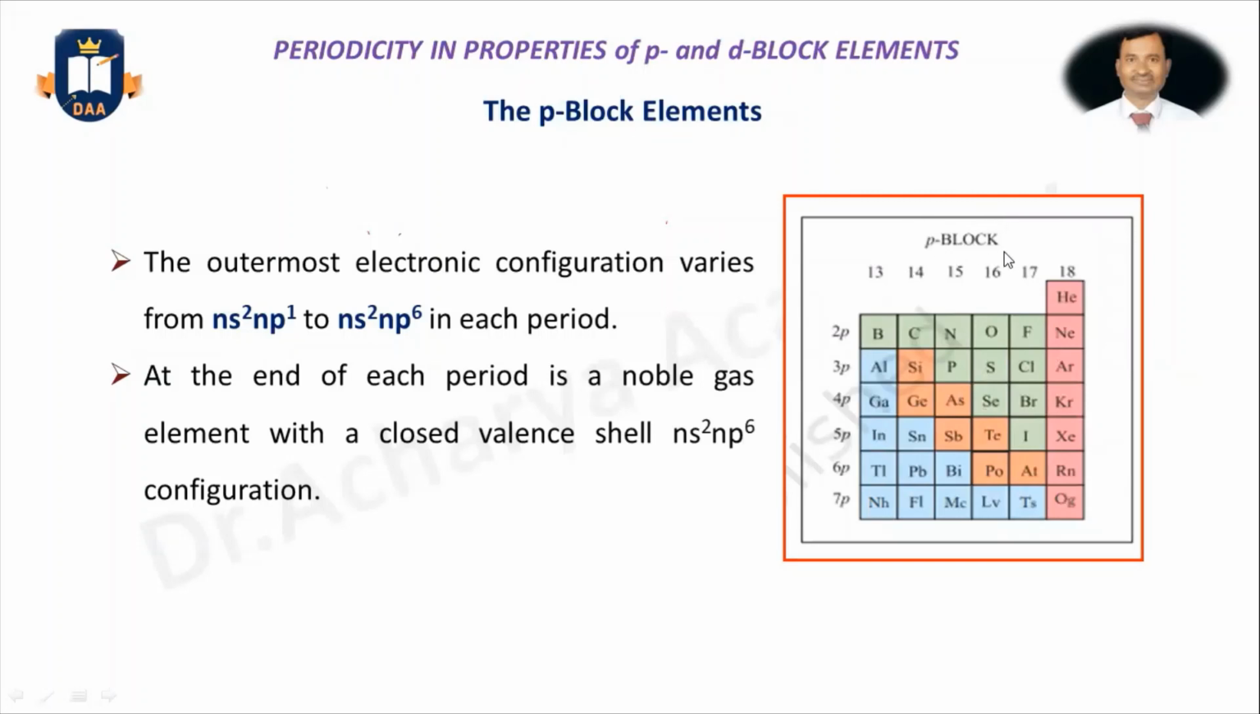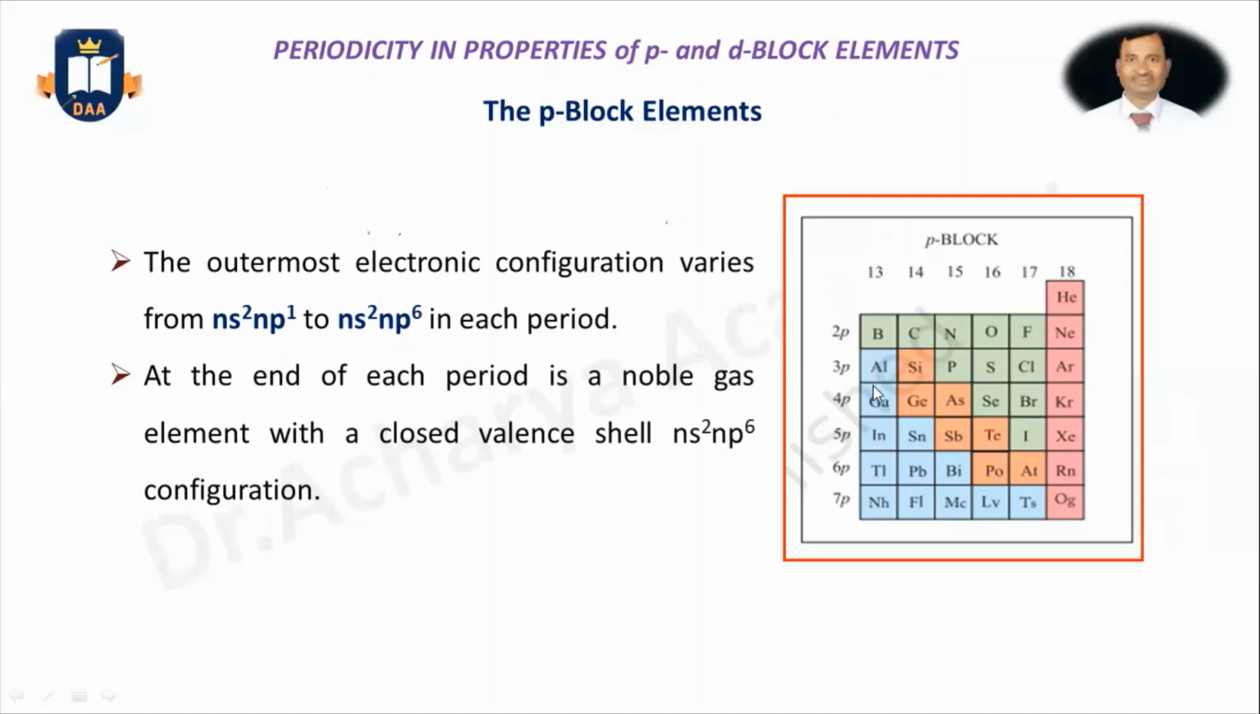P block elements, its general electronic configuration is ns2 np1 to ns2 np6. ns2 np1, that means here if you see for boron, boron is 2s2 2p1, carbon 2s2 2p2, nitrogen electronic configuration 2s2 2p3, and oxygen contains electronic configuration 2s2 2p4, fluorine electron configuration 2s2 2p5, and neon is a noble gas, so its electron configuration is 2s2 2p6.